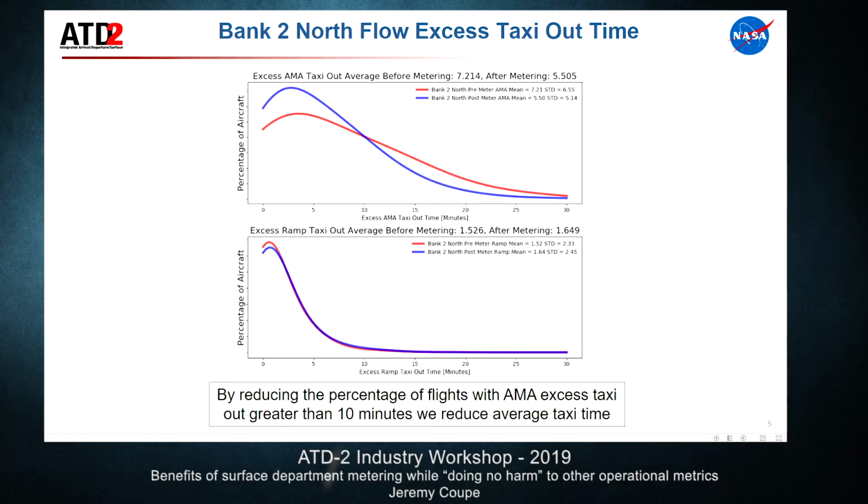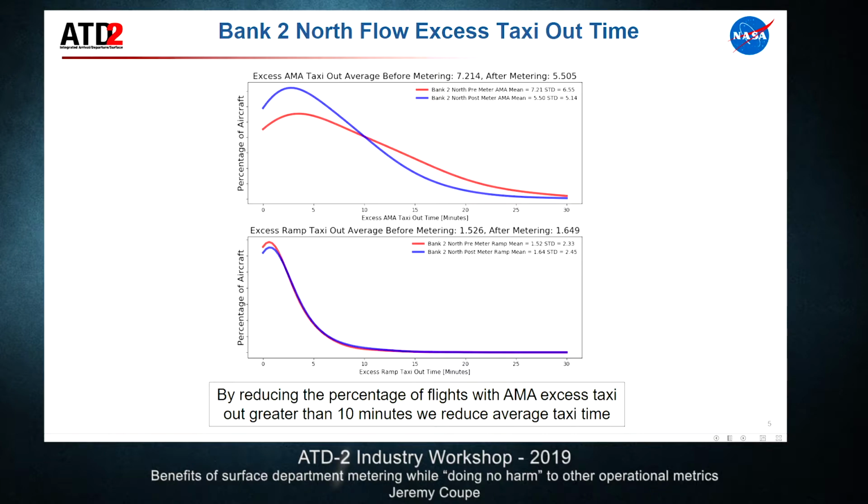And through this process of shaving off the right tail, of reducing the percentage of aircraft that are experiencing these large taxi times, we're able to reduce the average from 7.2 minutes down to 5.5 minutes. So roughly a 1.7 minute difference in AMA excess taxi time from before and after metering.